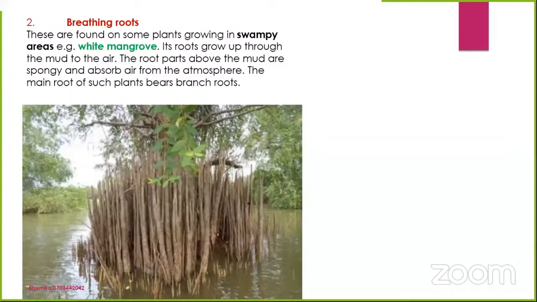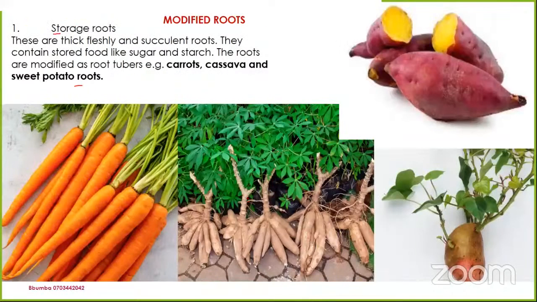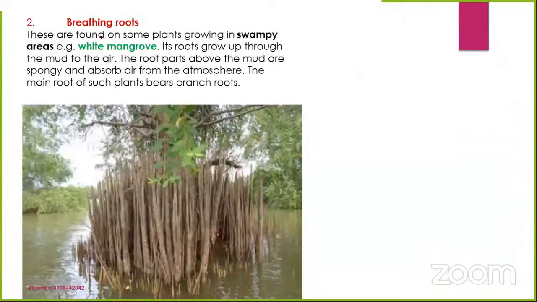So some can be modified so that instead of absorbing water and mineral salts, they can have some roots storing food. Then they can also have some roots being used for breathing, especially those plants which are in waterlogged areas like swamps. And you can see this mangrove.